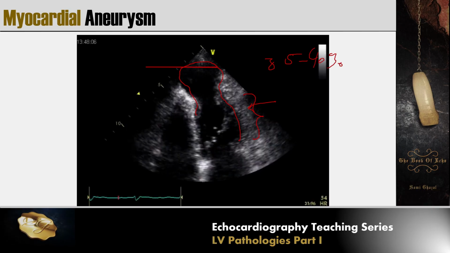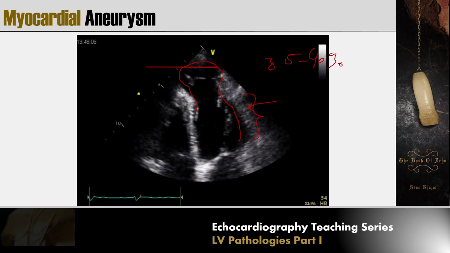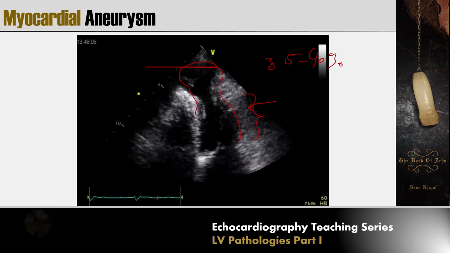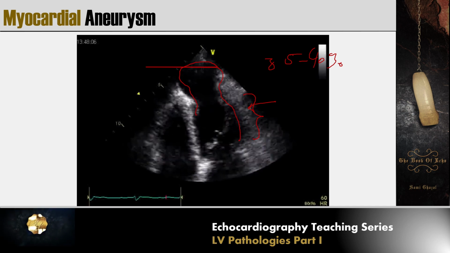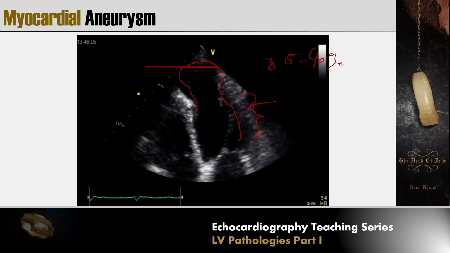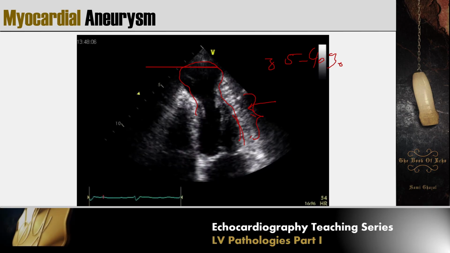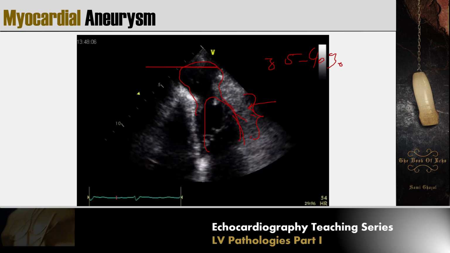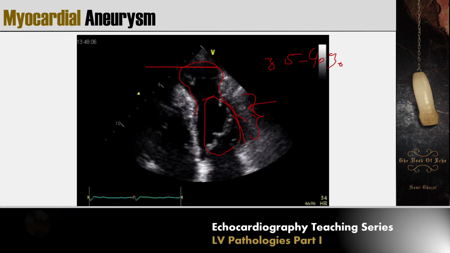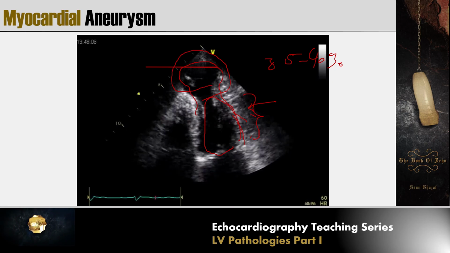Now, if the patient has clinical heart failure that does not improve with medication, maybe aneurysmectomy should be planned. Now, if you want to check for clinical benefit of aneurysmectomy, then you calculate the ejection fraction of this proximal to mid part, excluding the aneurysm. And if it is within normal range, you can predict a clinical benefit.